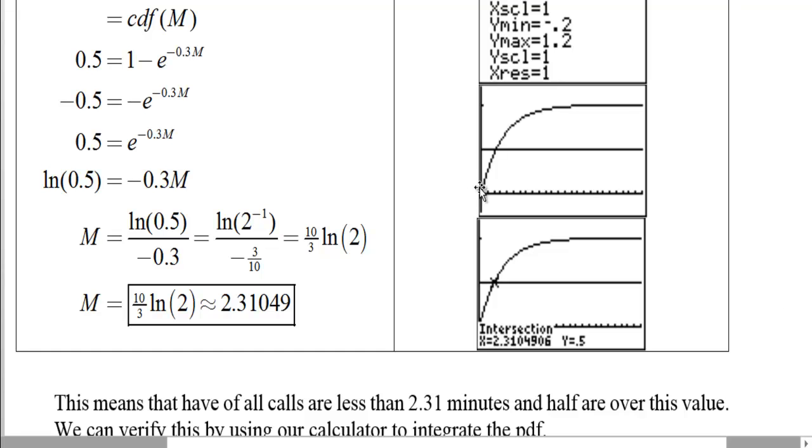So here's a graph of the CDF going from 0 up to 1. It actually starts at 0, but then it comes up and levels off with an asymptote at 1. And here's y equals 0.5. Calculate the intersection. Of course, numerically, that's the same as that thing that we have here. So half of all the calls are less than 2.31 minutes per call.